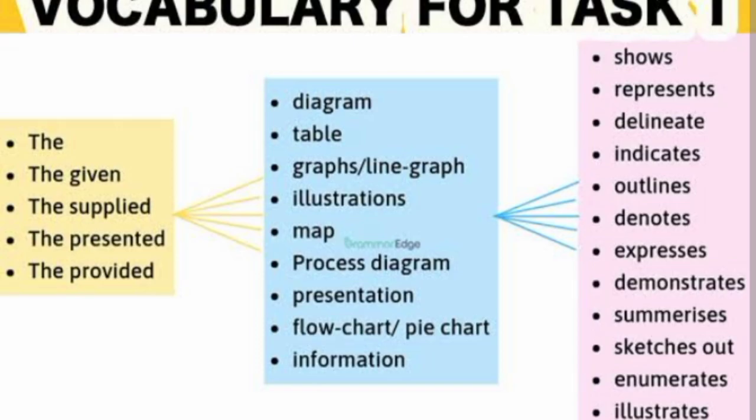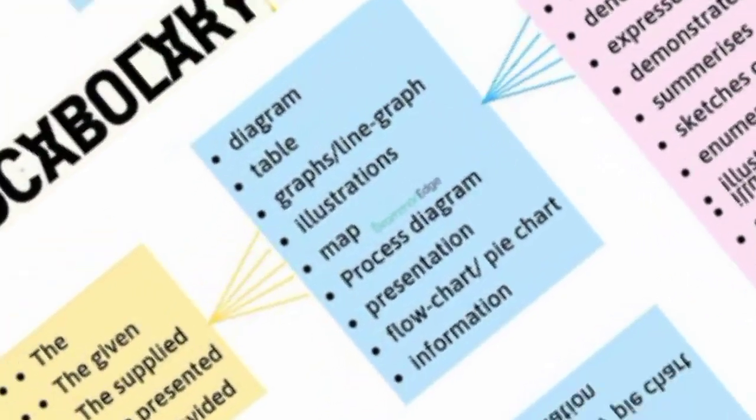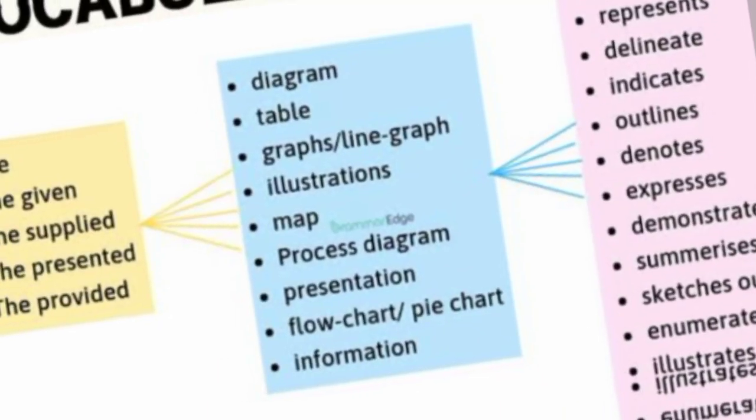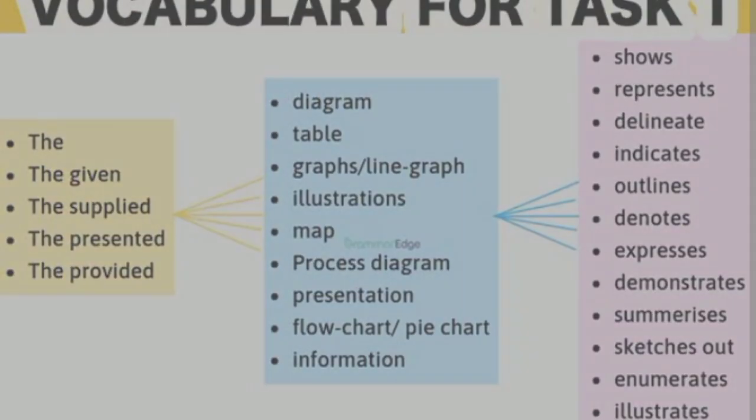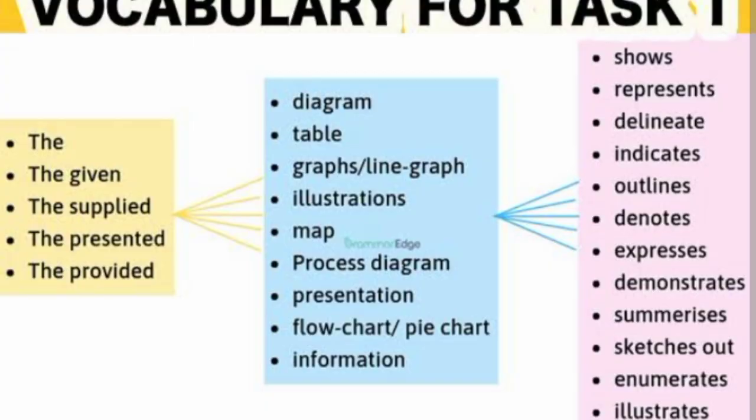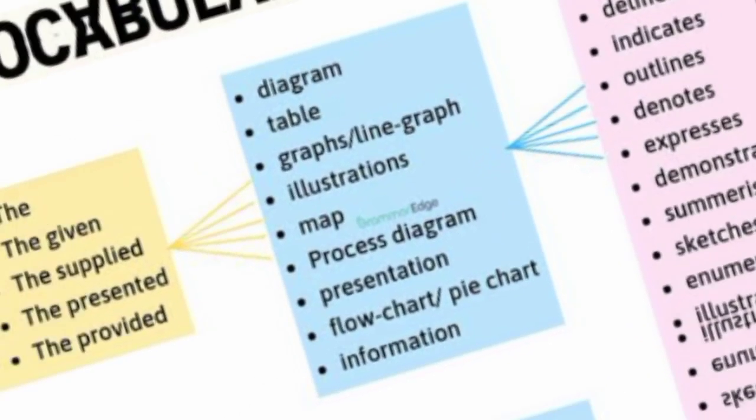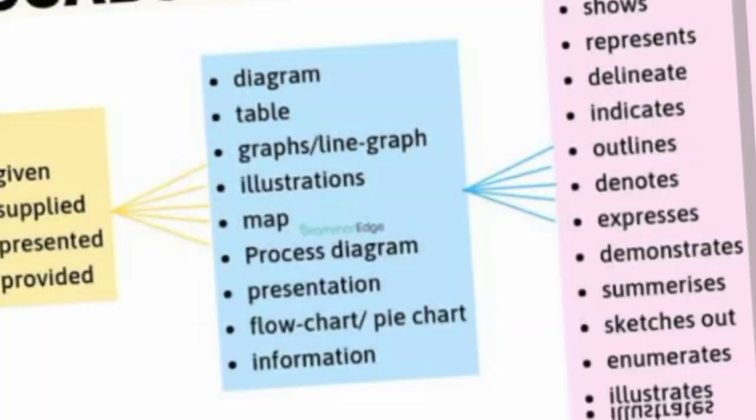In the second column you can see if it's about a diagram, table, graph, illustration, map, or process diagram. And the third column is about which word you can use to emphasize your writing task 1. For example, the given table represents, the diagram shows, the provided map expresses. So you can use any word from this table according to the demand of your task, or which word you like most.